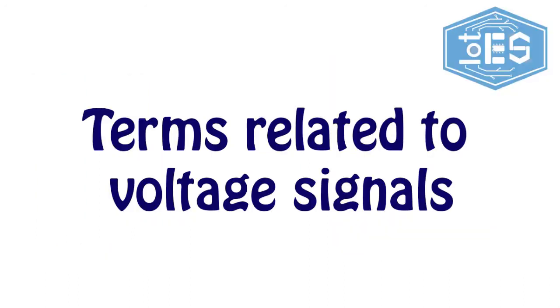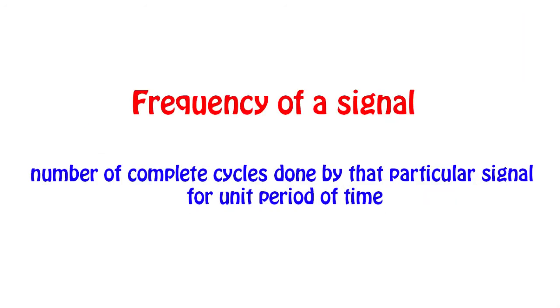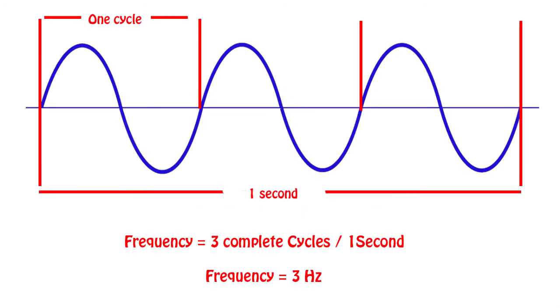Before going into details about PWM, first we need to become familiar with some terms related to any analog or digital signal. Frequency of a signal. Frequency of any signal is the number of complete cycles done by that particular signal per unit period of time. Basically, this period is equal to 1 second. As you can see in the figure, you can identify a complete cycle by considering the pattern repeated throughout the entire wave. Okay, we think that you are okay with frequency of a signal.